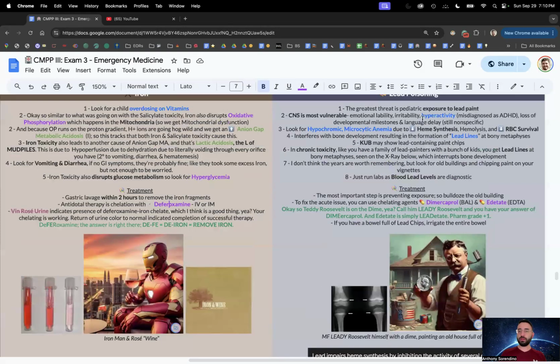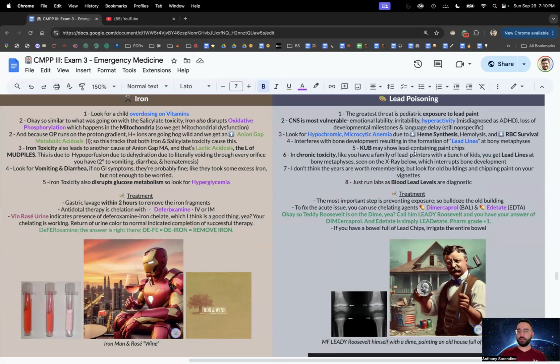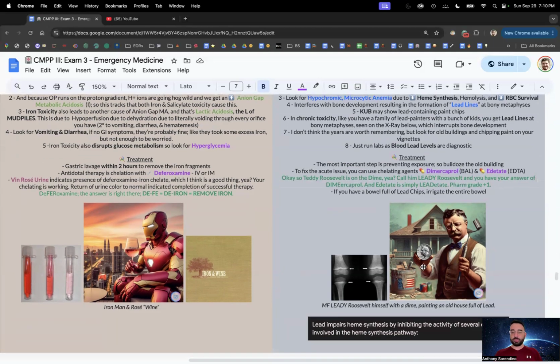All right, lead poisoning here, lead paint, you're going to get anemia. You can get formation of lead lines on an X-ray, which is interesting. Just run labs. I think just know the treatment for this is dimercaprol and EDTA. And I have this little mnemonic here. So Teddy Roosevelt is on the dime. So you want to call him Letty Roosevelt, like maybe the dime is made out of lead. So that's where you make that connection between dimercaprol and lead poisoning. And then EDTA is leaditate. So those are the two with lead poisoning. So that should get you the answer there.